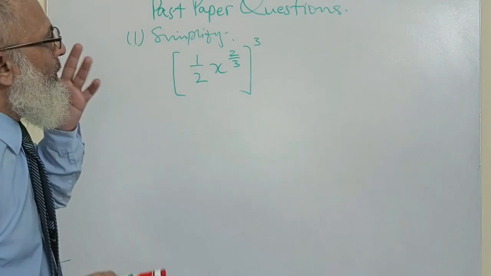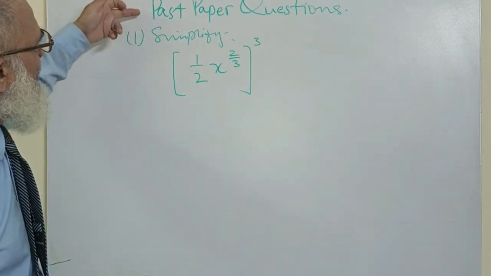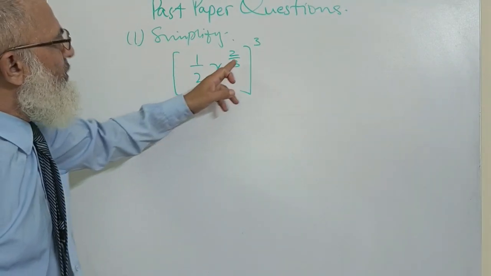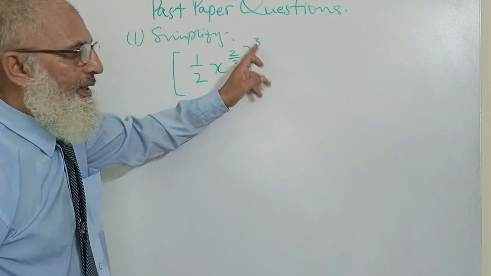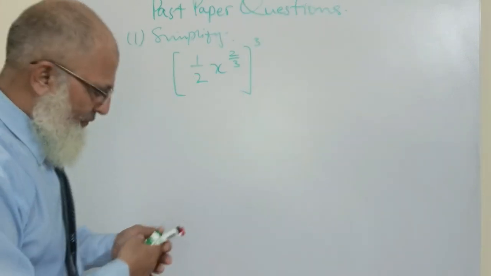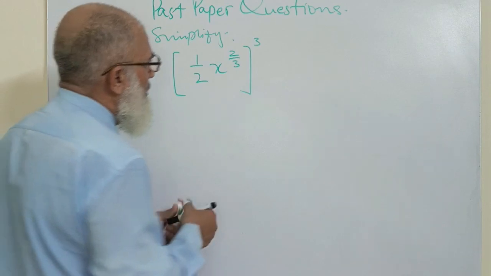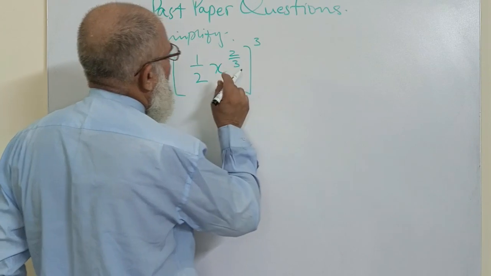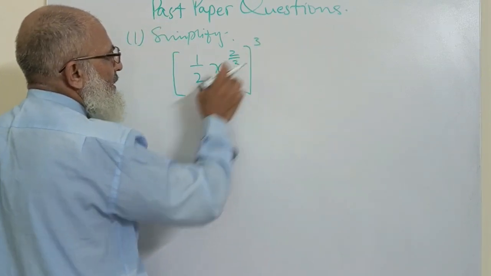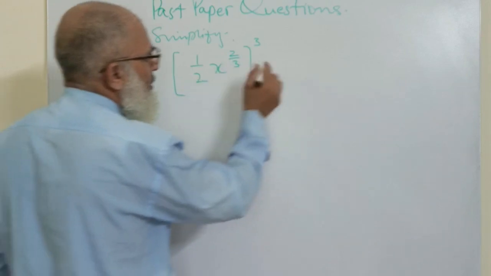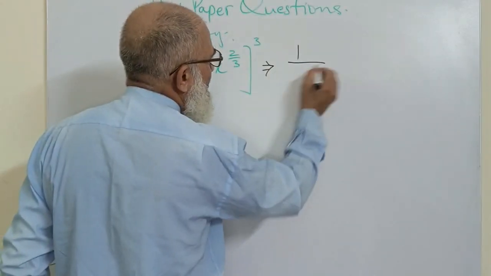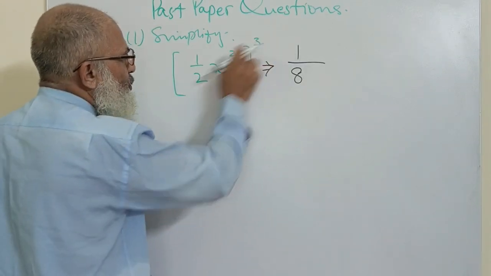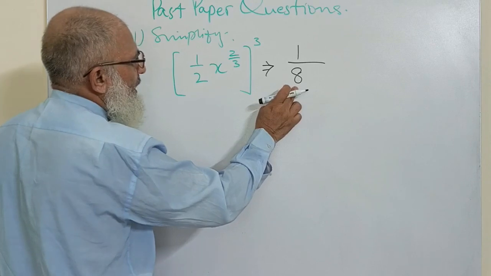Now, dear students, I've written for you past paper questions, and question number 1 is: simplify (1/2 x^(2/3)) whole raised to index 3, or cube. So it is very easy. You see that this power 3 is also being applied to this. So what will be the net result? We'll also apply cube to this 2, so it will become 8.